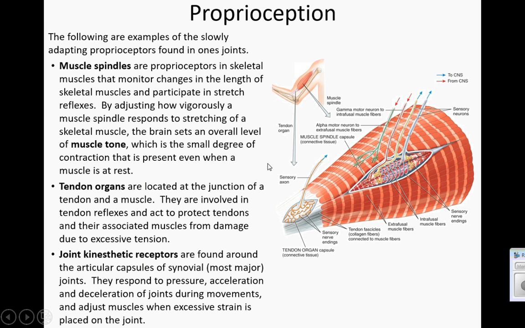Joint kinesthetic receptors are found around the articular capsules, which are what hold our synovial joints together. Synovial joints are our major joints. They could be as complicated as our shoulder or as simple as the middle of our pinky. Collectively, these respond to pressure, acceleration, and deceleration of joints during movements and can adjust muscles when excessive strain is placed on the joint.